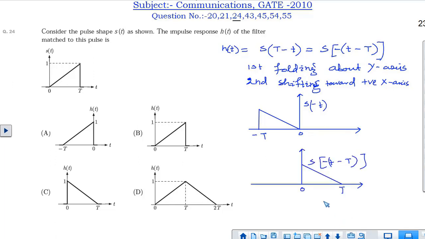So if we shift this, it will be looking like this, and this is nothing but the matched filter impulse response. So if you see, we have an exact match with option C, okay. So C is the correct answer, that is the impulse response s(t) of the filter matched with the input s(t).